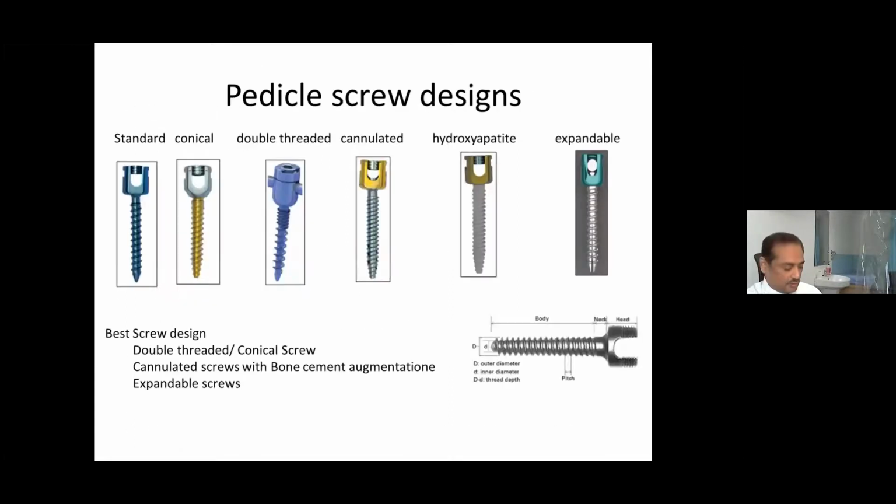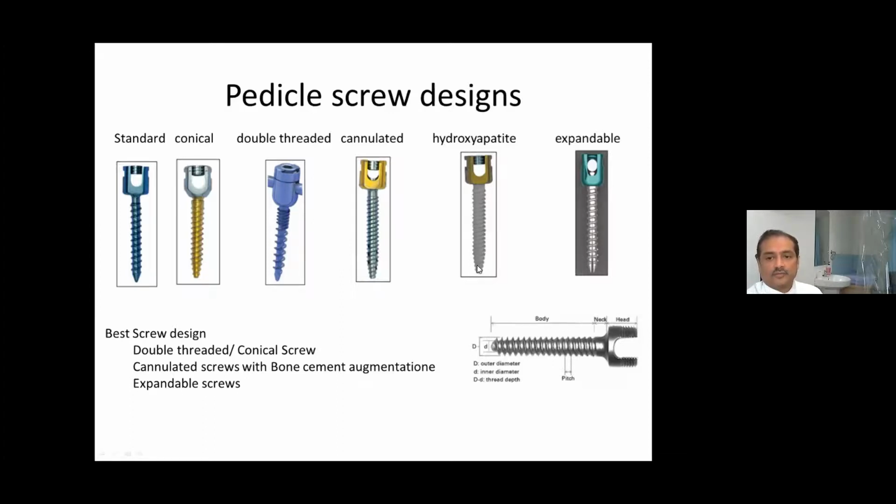So the important thing is screw design. Compared to a normal standard screw, a conical screw is found to have better pull-out strength. And of late, Medtronic and other companies have come out with double screws, which have a normal screw for the cancellous bone, whereas the pedicle part has a different kind of threading. It is found to have better pull-out strength. A cannulated screw, which is hollow inside with holes in the proximal part, allows cementing of the bone and is found to be very useful.